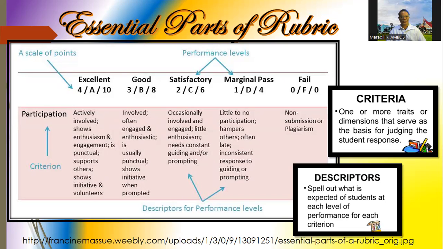Okay, then we have, of course, the descriptors. They spell out what is expected of students at each level of performance for each criterion. Again, the essential parts of our rubric are, first, the criterion. We also have a scale of points, performance levels, and of course, the descriptors for the performance levels.